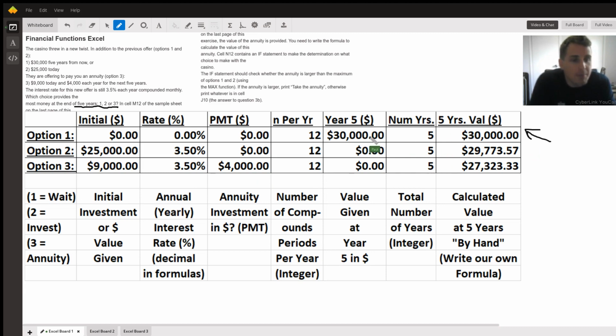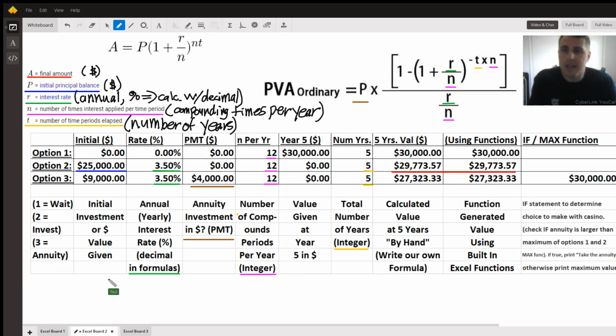And I am able to show that the best deal is to wait the 5 years for the $30,000. Now, many people are a little impatient. They just want to take money earlier. But let's show why that's the case.